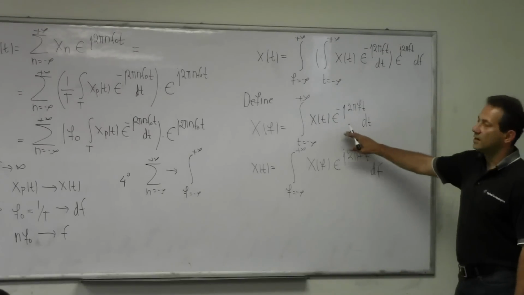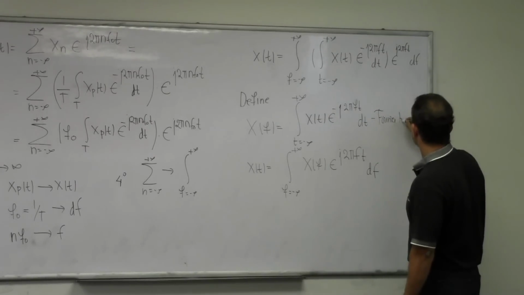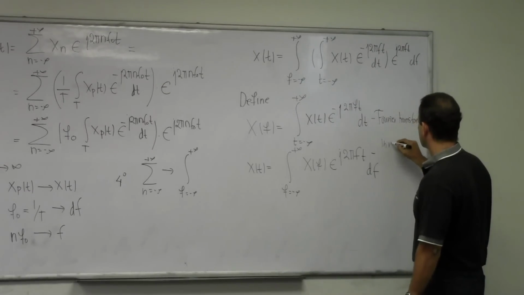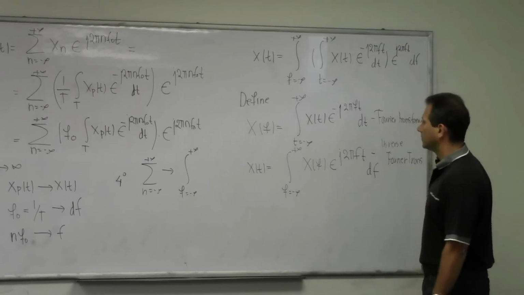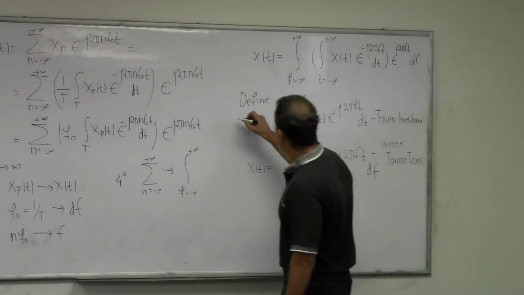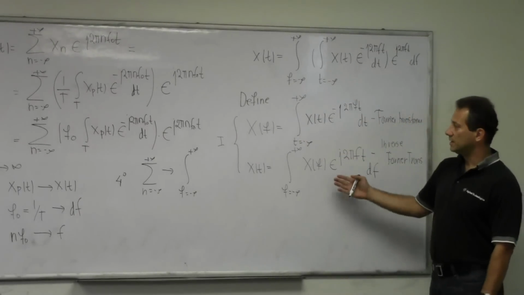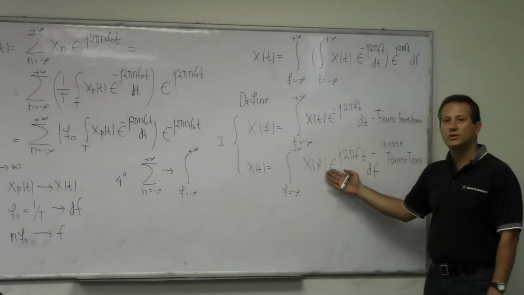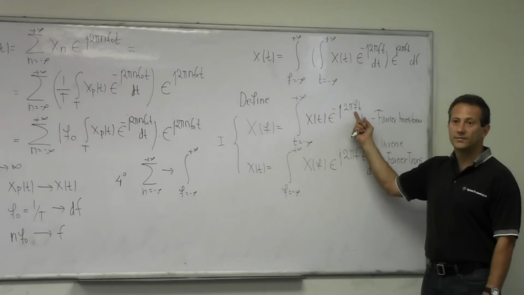Okay? This first integral we're going to call the Fourier transform. And the second integral we're going to call the inverse Fourier transform. Okay? So that's I guess the first form of the Fourier transform that you're going to find in the literature. This is the one that is kind of universally used in communications books, right? Because we like to think in terms of frequency.